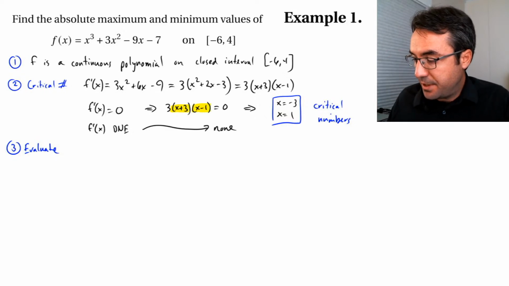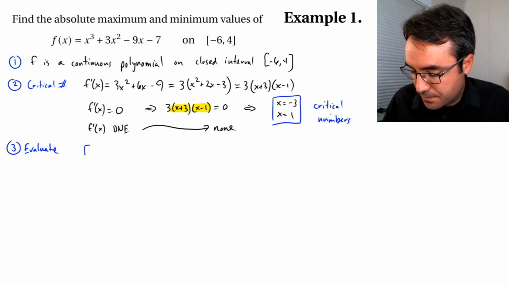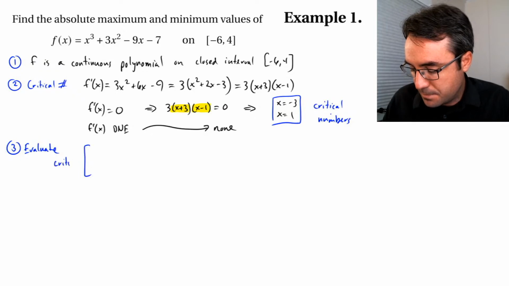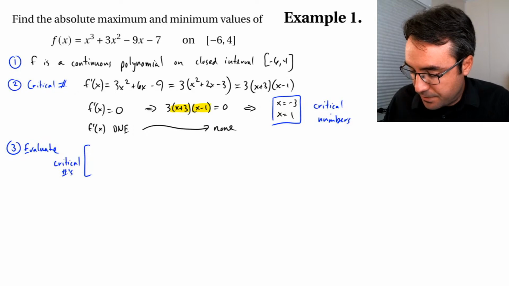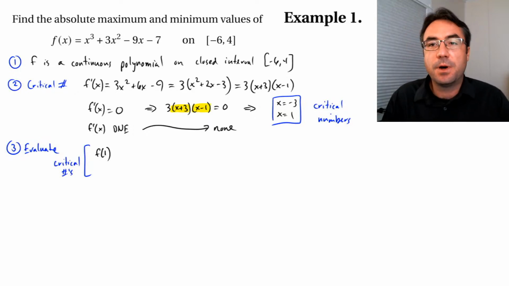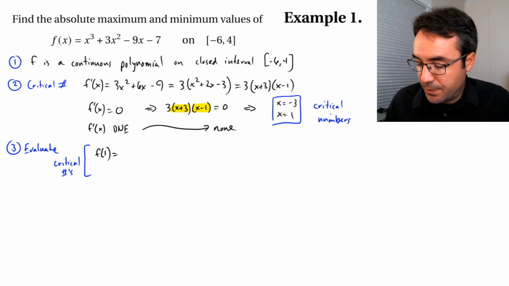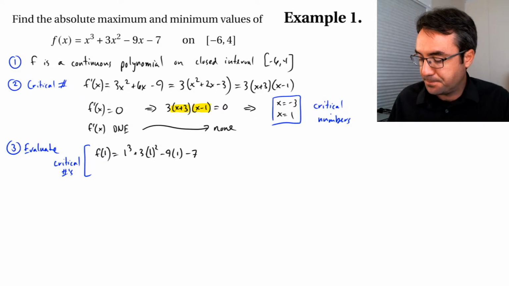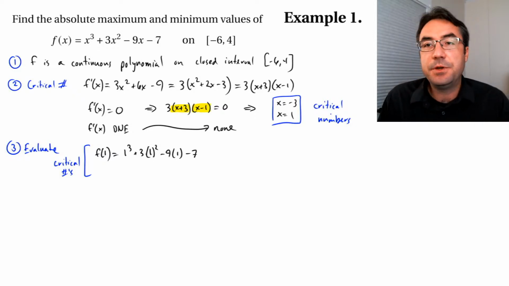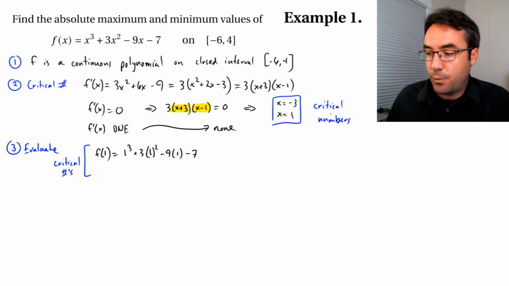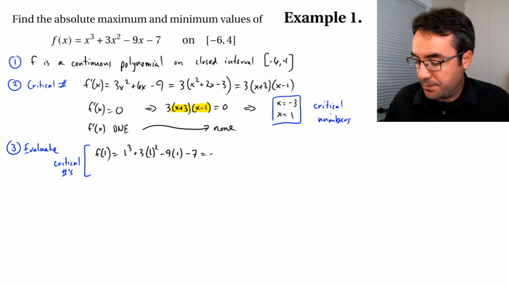So let's start with the critical numbers. We'll plug x equals 1 into our original function. So we're going back to the original function now. We get 1 cubed plus 3 times 1 squared minus 9 times 1 minus 7. And if we do the arithmetic there, we end up with negative 12.